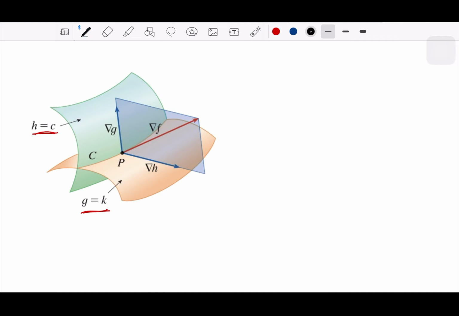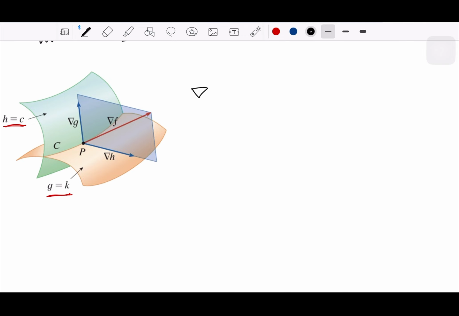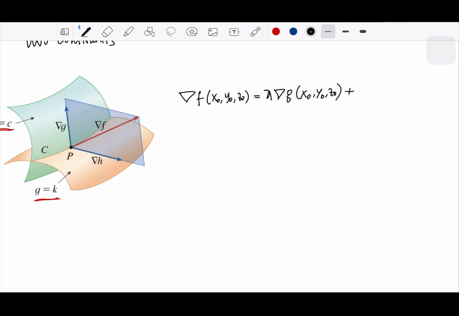So I will directly write the conclusion. Now it's called lambda gradient g at that particular point that we are going to find. And also we call the second constraint's multiplier mu, the Lagrange multiplier. This is h at x0, y0, z0. And to solve this, it takes a little bit of time because we have two constraints.